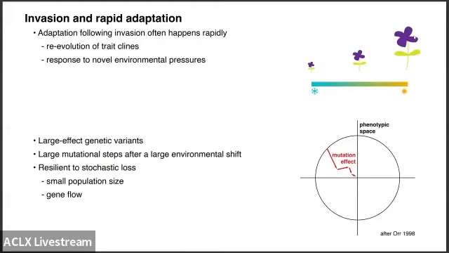There's this theoretical work by Alan Orr where he demonstrated that following a large environmental shift, populations may take large mutational steps to readapt to this new optimum, particularly early on in the readaptation process and their adaptive walks. Additionally, large effect variants are resilient to stochastic loss, which may occur when population sizes are small or when gene flow between locally adapting populations is high.